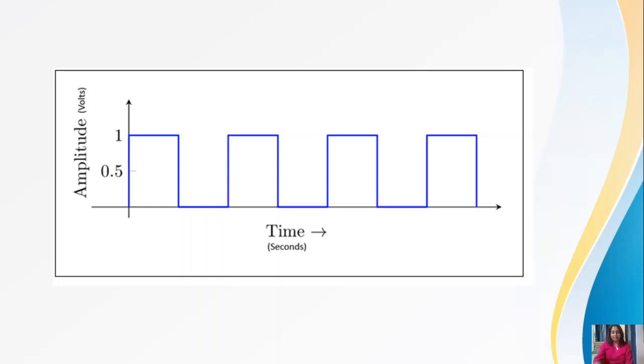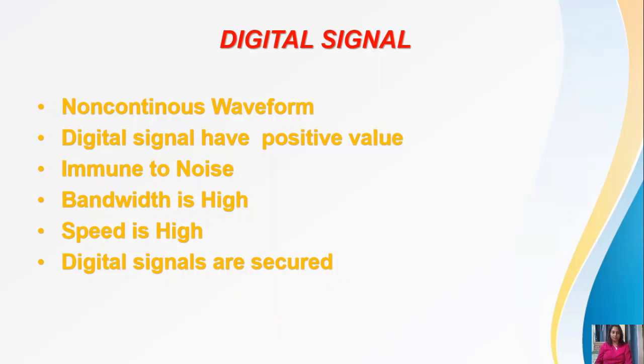Digital signals have positive value. Digital signals are immune to noise. Bandwidth of digital signals is high. Data transfer rate is fast, hence the speed is high. Digital signals are secured as compared to analog signals. Examples are digital phones, digital camera.